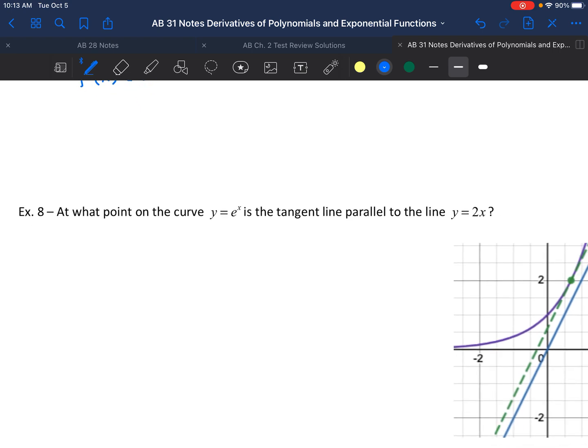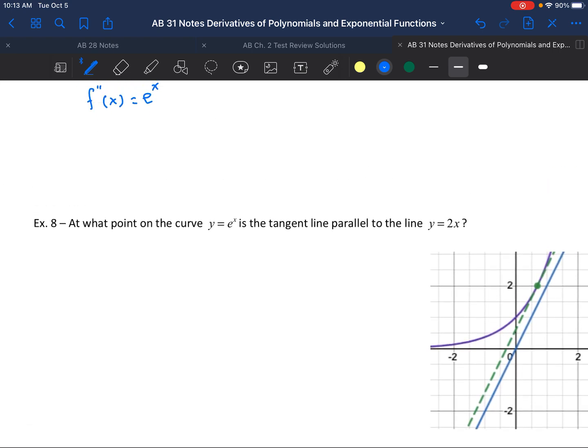Another example. At what point on the curve y equals e to the x is the tangent line parallel to the line y equals 2x? Well, parallel, same slope. So our slope needs to be 2. So what's that coordinate? If we've got y is e to the x, then y prime is e to the x. We want that equal to 2.